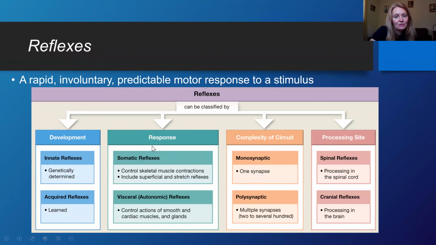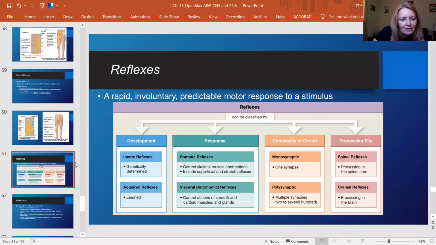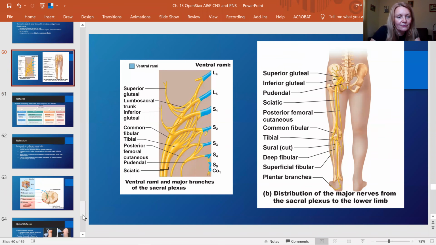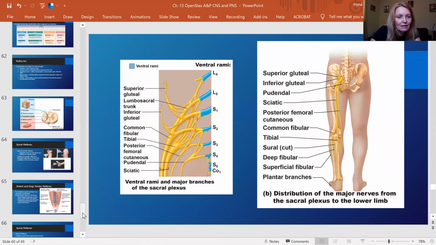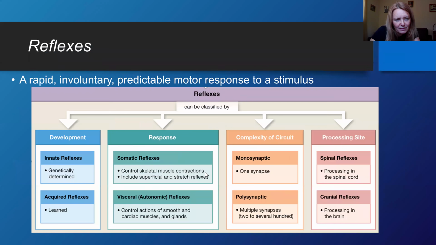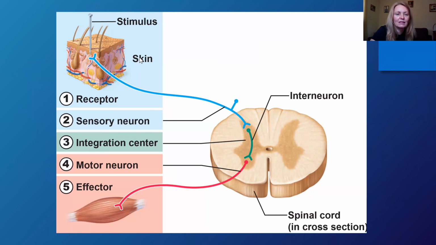Okay, so now over here you can see that plexuses can be classified by development, response, complexity. Oh, I'm sorry, plexuses, reflexes. I'm sorry. What am I doing here? Oh yeah, okay, so we're done with this part. Now we're going to talk about reflexes. Okay. So I'm like, well, how are the plexuses classified? Okay, now what is a reflex? Apologize for that. So let's go here for a minute.